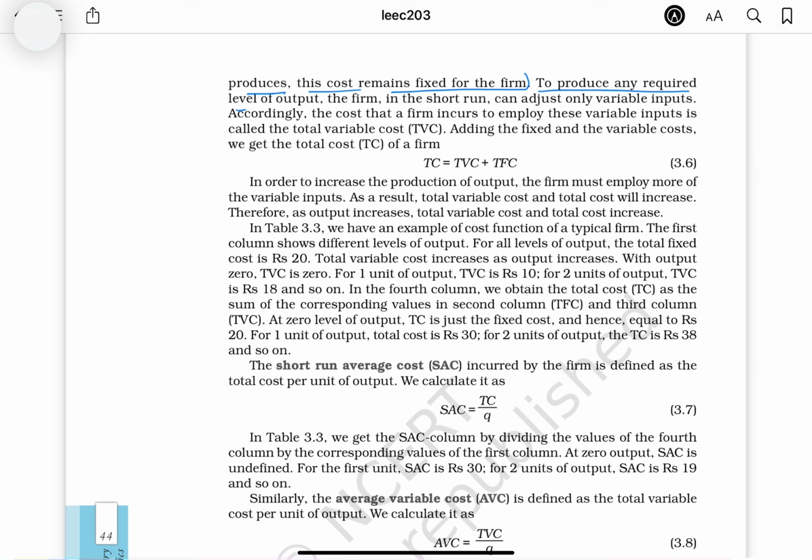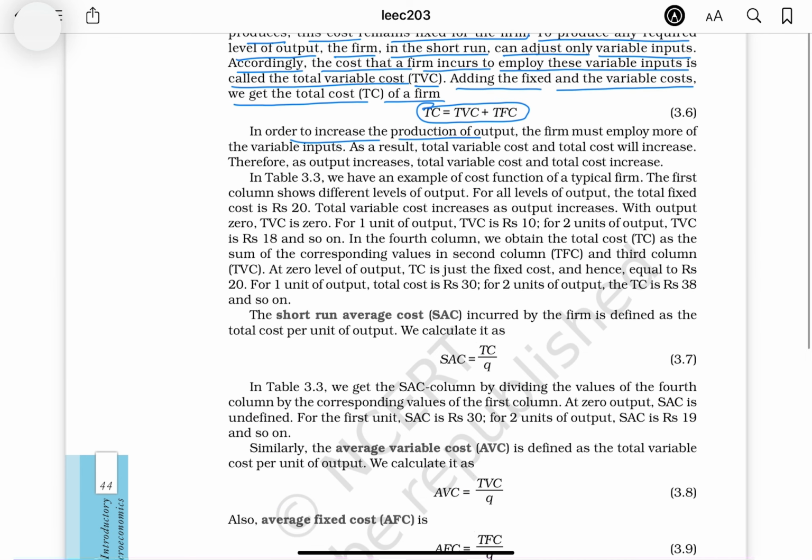To produce any required level of output, the firm in the short run can adjust only variable inputs accordingly. The cost that a firm incurs to employ these variable inputs is called the total variable cost, TVC. Adding the fixed and the variable cost, we get the total cost TC of the firm. TC equals TVC plus TFC. In order to increase the production of output, the firm must employ more of the variable inputs. As a result, total variable cost and total cost will increase. Therefore, as output increases, total variable cost and total cost increase.